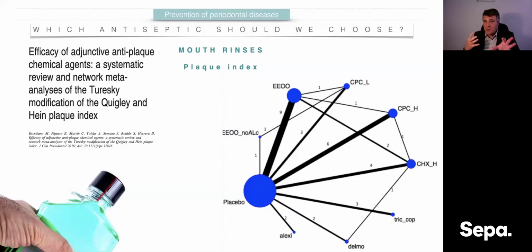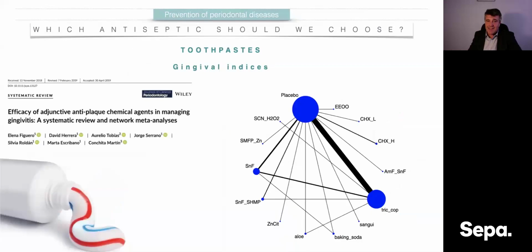And as I tell you, we do these comparisons assuming that the placebos are identical. So if you compare essential oils mouth rinse with a placebo and acetylpyridinium chloride mouth rinse with a placebo, then you can compare both indirectly. We published in 2016 the analysis for the plaque index, and some years later we did the same, but with the gingival indices, which was a little bit more complicated because there are more different indices in the studies, and it's more difficult to analyze.